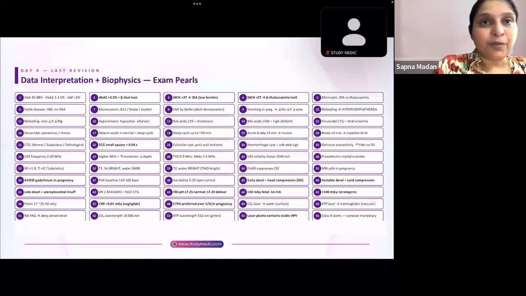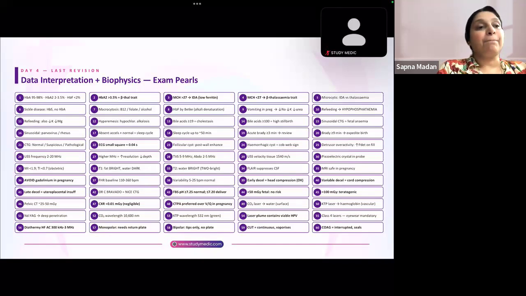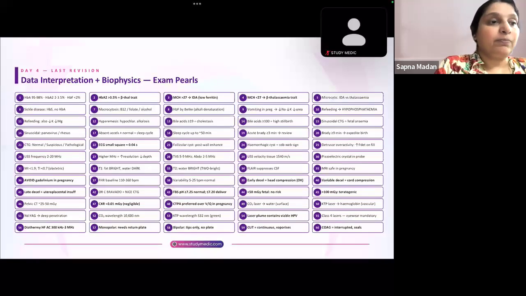Laser plumes contain viable HPV, therefore protective wear. You have to gear up properly. Class 4 lasers are the ones that we use in medical practice. Eyewear is mandatory. Diathermy, the frequency is 300 kilohertz to 3 megahertz. So diathermy frequency and ultrasound frequency, please do not get confused between them, and you must know both of them.